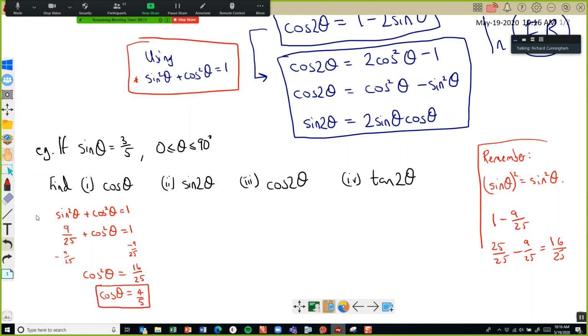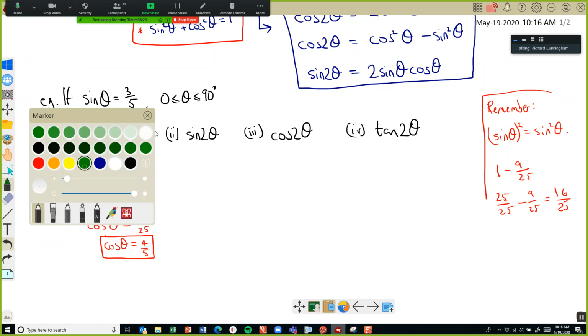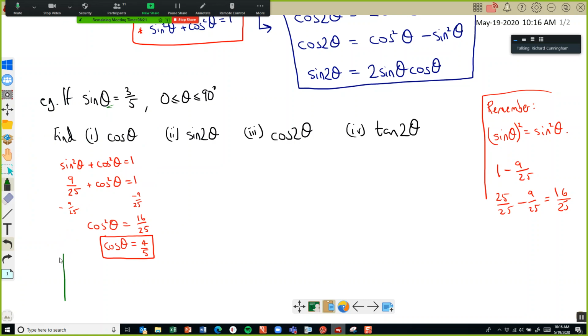Is that okay? Now the other way you could think of it is that sine theta equals 3/5. Sine theta in a right angle triangle is opposite over hypotenuse, correct? So if this is a right angle triangle, then using Pythagoras, this side has to be 4, because it would be 5 squared take away 3 squared. And cos theta then would be 4 over 5. So that's just another way that you could think about that one.